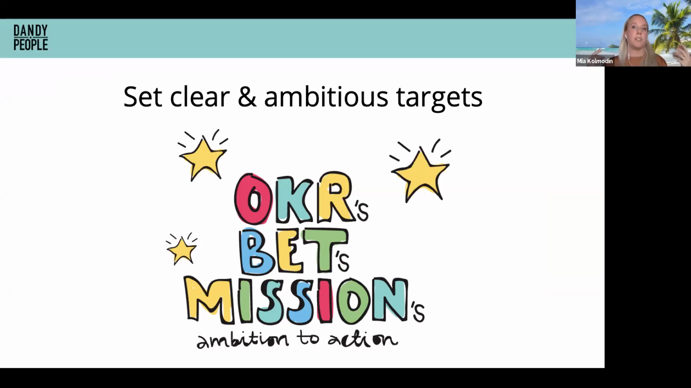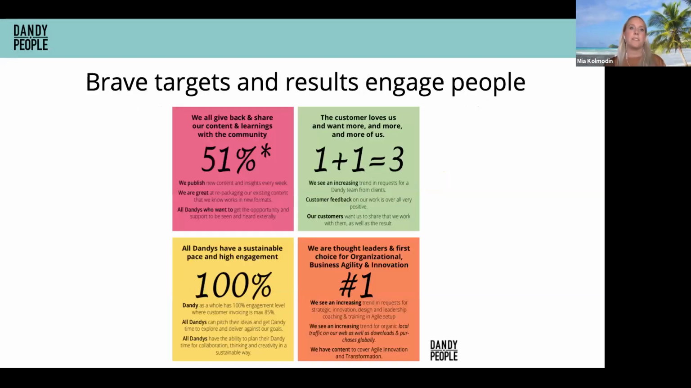And ambition to action, that's also a different way of doing it. So there are different models that you can use, but you need to find a way to help people to get aligned, and you need to make these ambitious and brave so that people actually engage in this and believe in this and see the value that it should deliver to the customers.